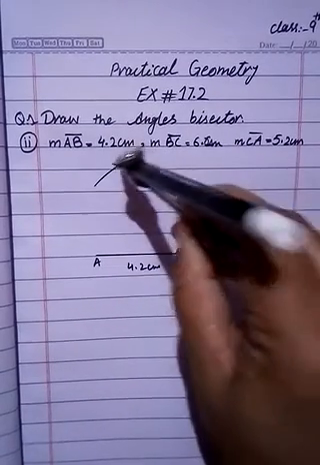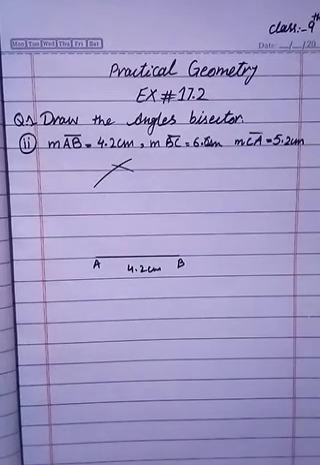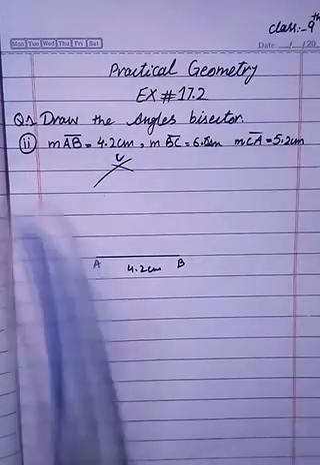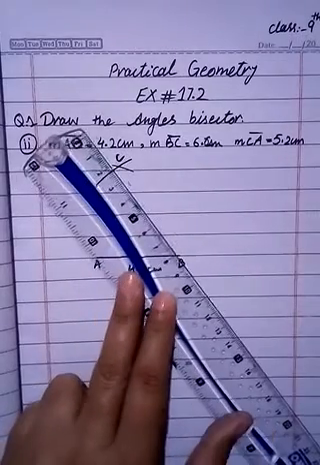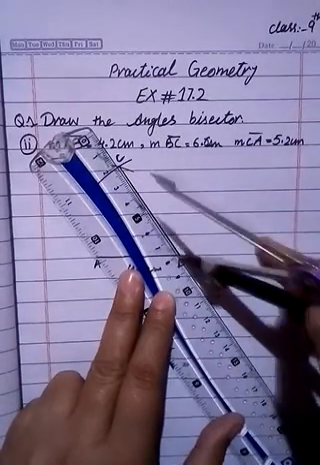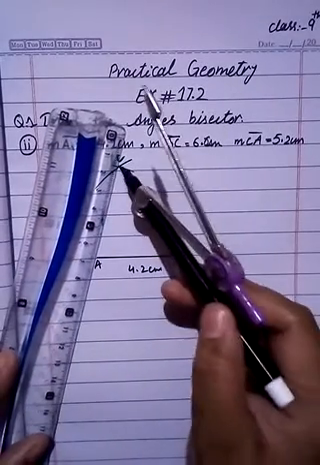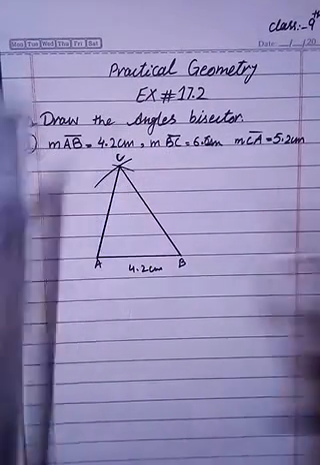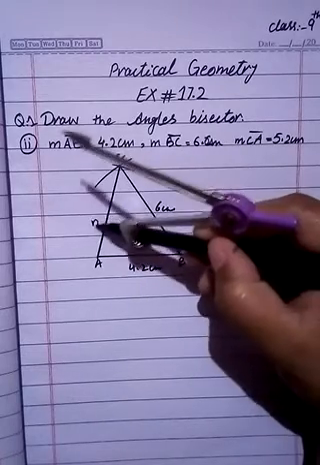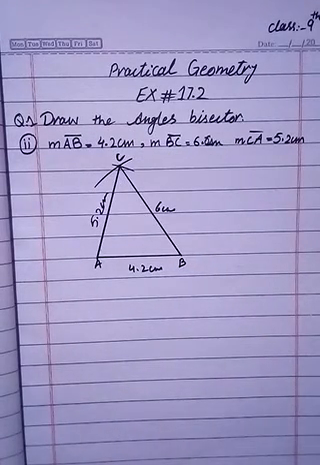Now you have to extend this line like this. Now you have to get the intersection point named as C. Now you have to join C to B, C to B, and next one is C to A. Now that is the measurement of 6 centimeter and that is 5.2 centimeter. Now you have to construct triangle.